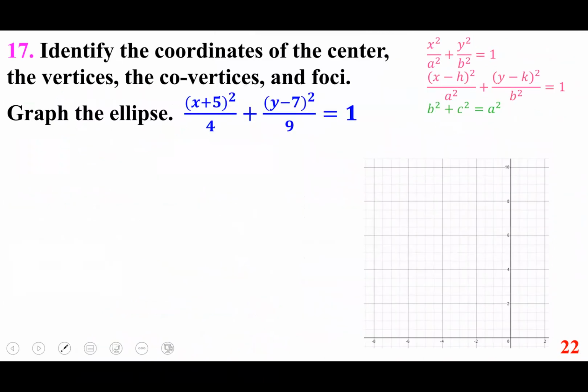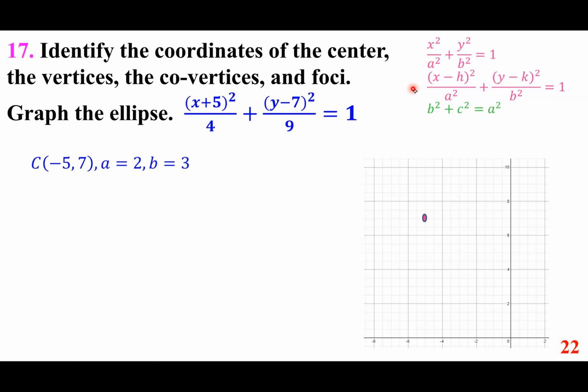Identify the coordinates of the center, the vertices, the co-vertices, and foci, and graph the ellipse. So again, we have the general form here. The center of the ellipse is located at -5, 7. Take a look. A is square root of 4, which is 2. B is square root of 9, which is 3. Again, we are just comparing this to this formula. So we have the center at -5, 7, 5 to the left, 7 up.